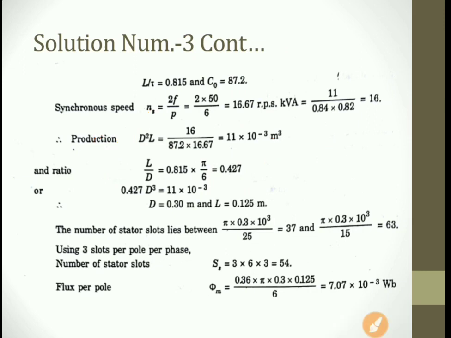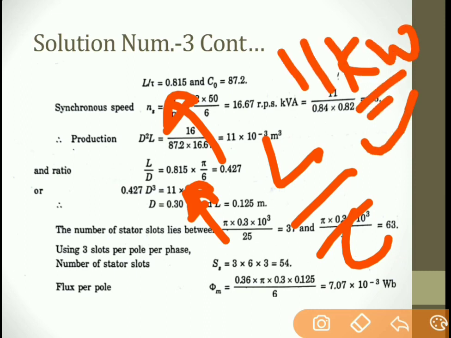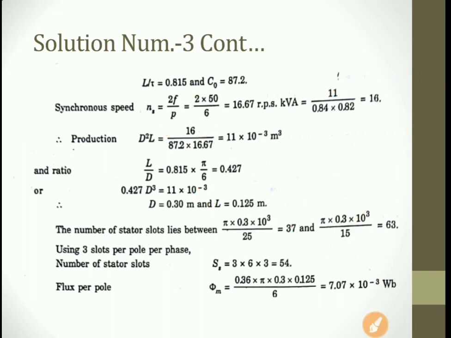Then the other part is considering the value for L by D. The ratio L by D is equal to 0.815 into pi by 6. How have we written this? Again you need to understand, the ratio L by tau for the 15 kilowatt machine was 0.815. The same is the ratio for this 11 kilowatt machine, as we have assumed that L by tau is the same. So the L by tau value is known.